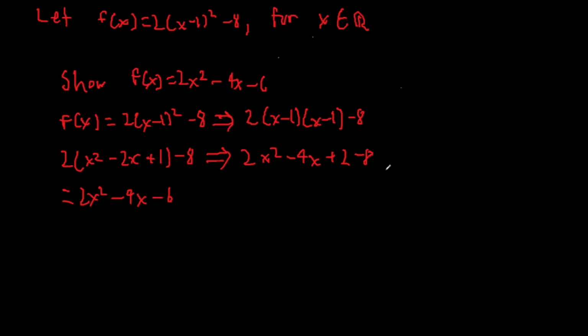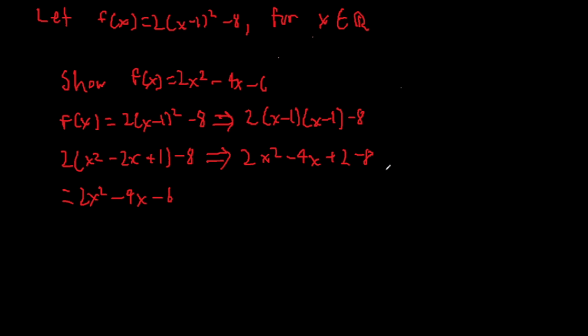I'm gonna write out the entire solution first, and then go over it so we can get past the somewhat easier stuff and get on to the harder parts of the problem. For the first part, it says, let f of x equal 2 times (x minus 1) squared minus 8 for x equals all real numbers. And part A wants us to show that f of x equals 2x squared minus 4x minus 6.